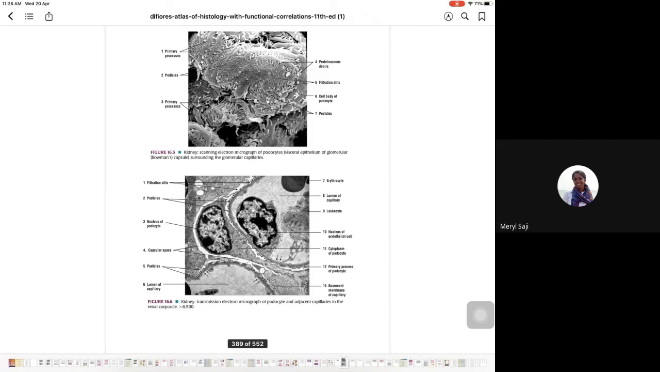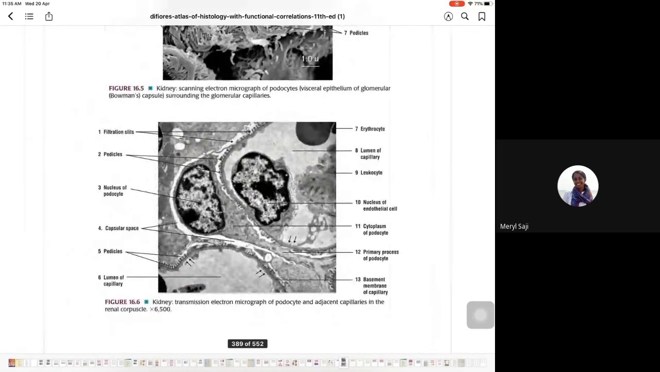Figure 16.6, kidney transmission electron micrograph of podocyte and adjacent capillaries in the renal corpuscle, 6,500 times magnification. We see filtration slits, pedicles, nucleus of podocyte, capsular space, pedicles, lumen of capillary, erythrocyte, lumen of capillary, leukocyte, nucleus of endothelial cell, cytoplasm of podocyte, primary process of podocyte, basement membrane of capillary.